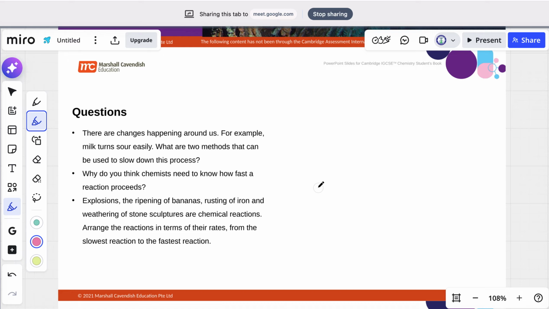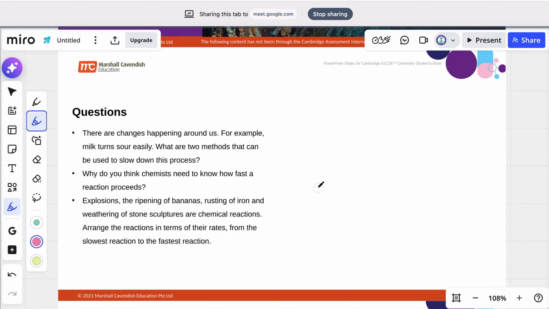This is one of the practical things that is happening around us on a daily basis. So this is a rate of reaction. We're going to find out what happened to the milk, why it turns sour, later on in this class. And then why do you think chemists need to know how fast or how slow a reaction proceeds? Why do we need to know? Why do we have to determine how fast the reaction is? It's one of the things we need to get an answer to by the end of this lecture.